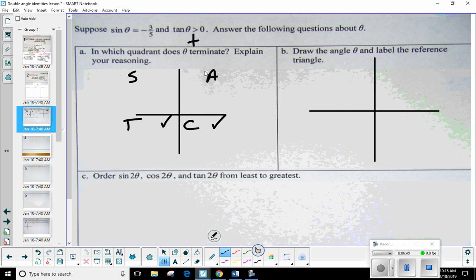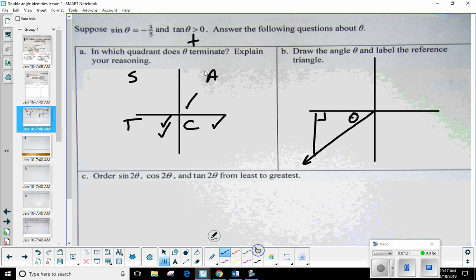What two quadrants will tangent be positive? Okay, 1 and 3. 1 and 3. There we go. Okay, so according to this, where should I be drawing my triangle? It's got to be in the third quadrant. Okay, good. So I'm just going to go ahead and say that the reference angle is theta. We don't know what theta is, and that's fine. But my terminal side rotated into the third quadrant. Okay, I'm going to connect it to the x-axis.